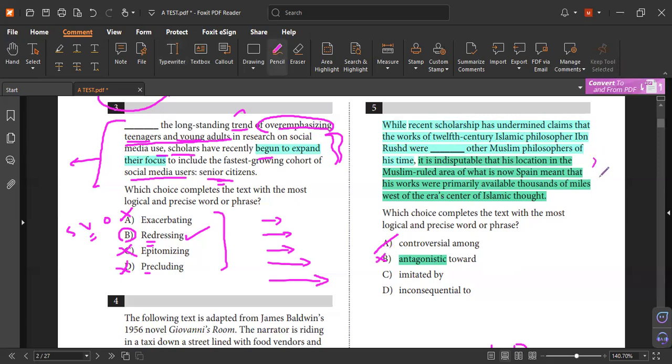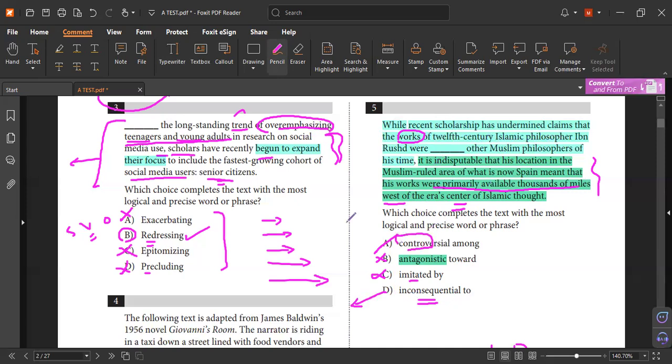He didn't mention that he copied or imitated, or plagiarized or stole works or something. Not that. But he said it's inconsequential. What does inconsequential mean? Having no effect on something. Yes, he said that his works were available thousands of miles west of this area only. That means his works had no effect. So letter D is correct.